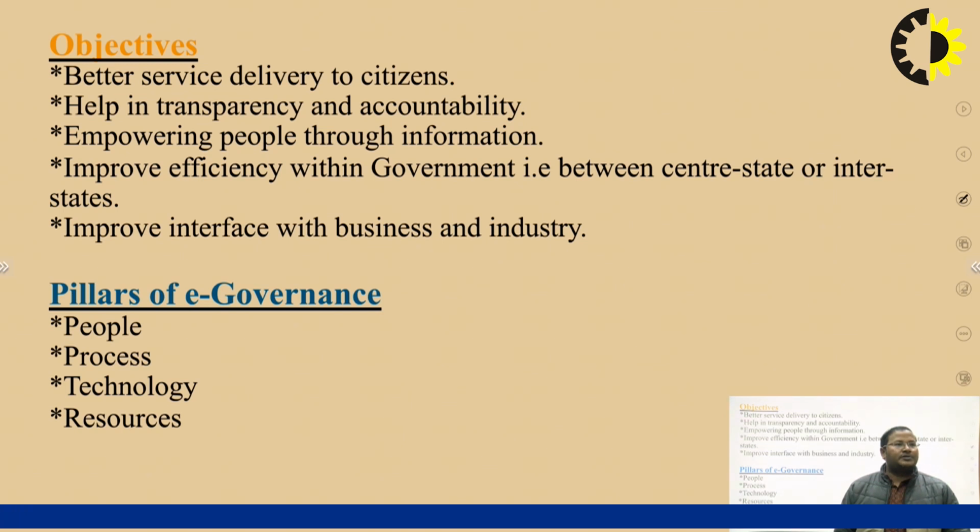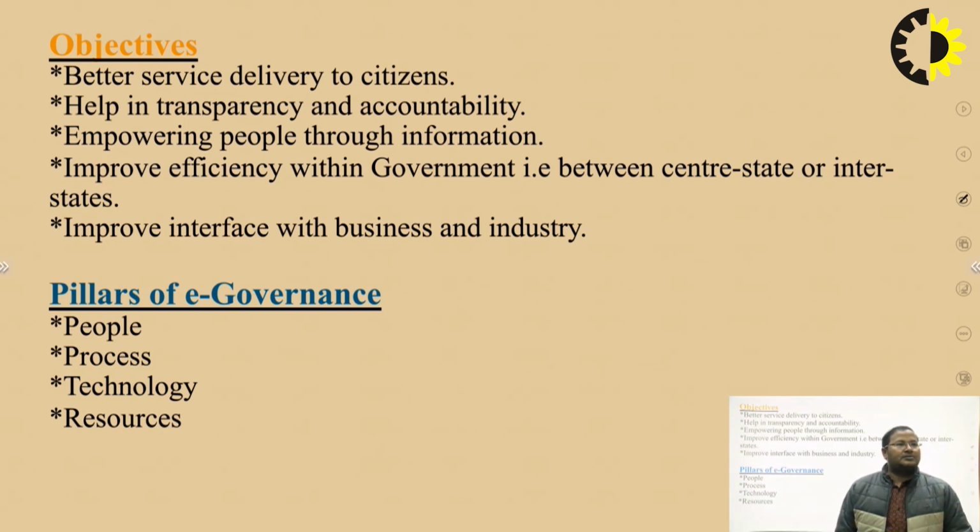So, what are the objectives of e-governance in India? Better service delivery to the citizens of India, help in transparency and accountability, empowering people through information, and improving efficiency within government, that is between center and state or interstate. It also improves the interface with business and industry. There are four important pillars to handle e-governance in India: people, process, technology, and resources. People perform the different processes using some technology, and some resources are required to perform those processes.